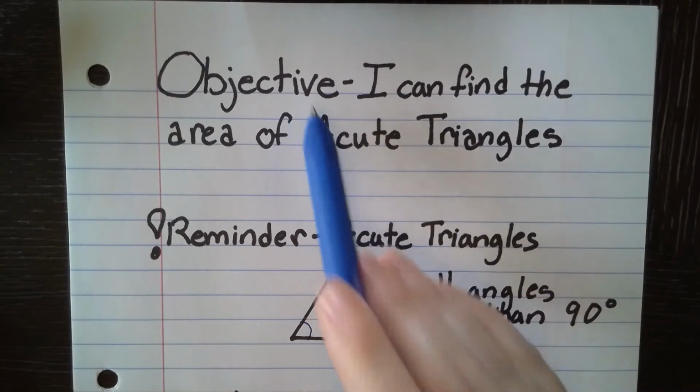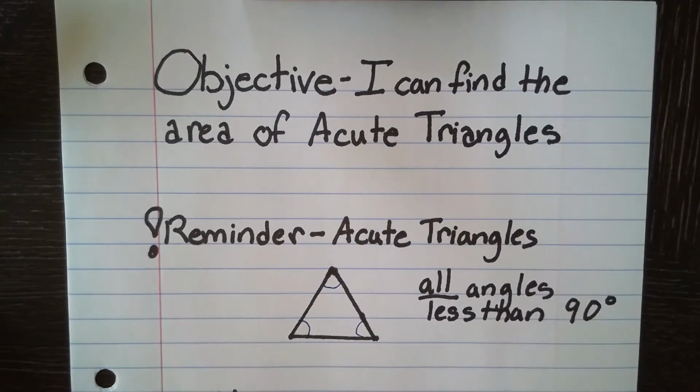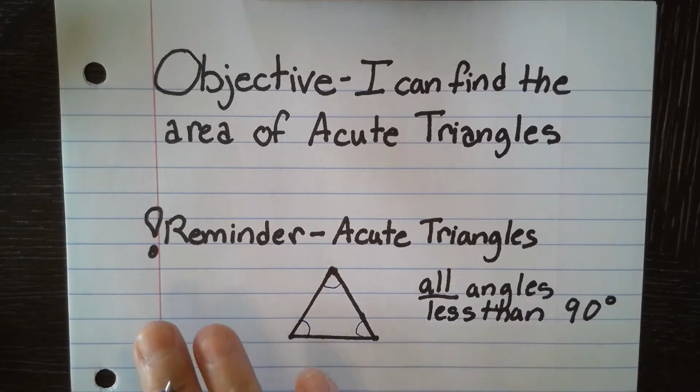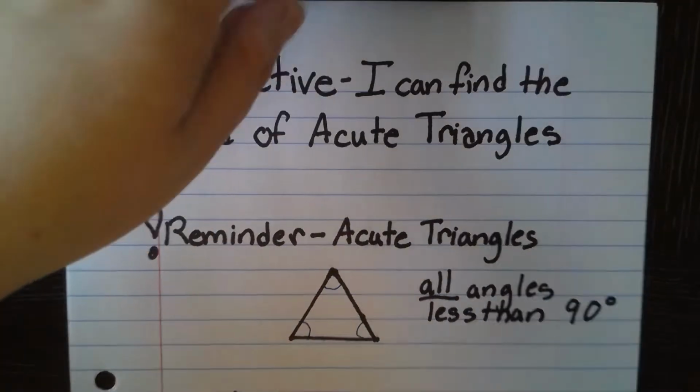Today our objective is I can find the area of acute triangles. Just as a quick reminder, acute triangles all have angles that are less than 90 degrees. Yesterday we talked about right triangles. Today we're talking about acute triangles. So without further ado, let's take a look at our first example.